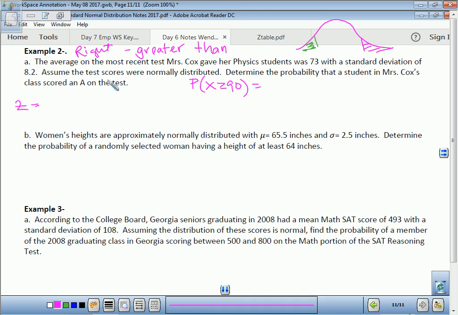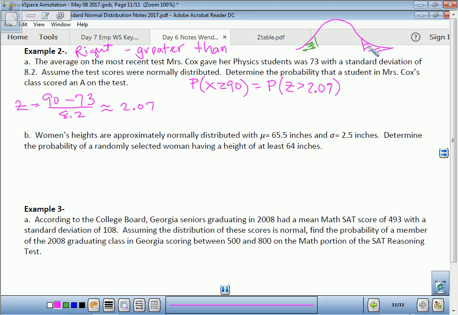So the first thing we have to do is convert this score of 90 to a z-score. So data minus mean, divide by standard deviation. And then we're going to round that z-score to the nearest hundredth. And we should get 2.07. So we want a z-score that is greater than 2.07.